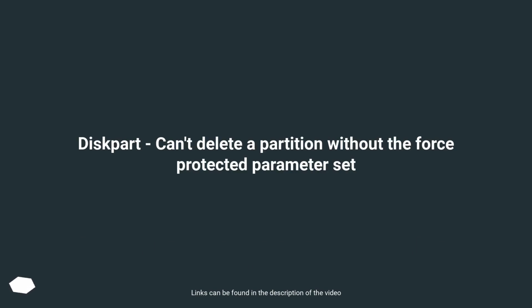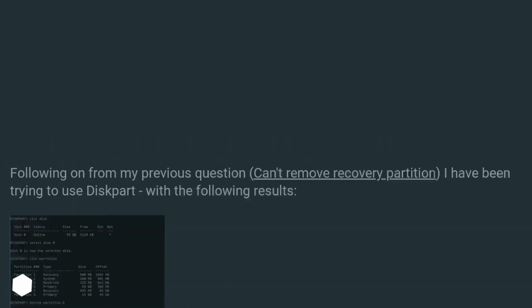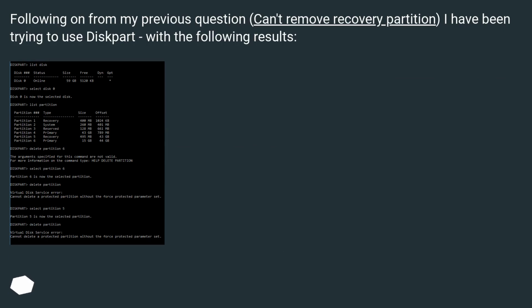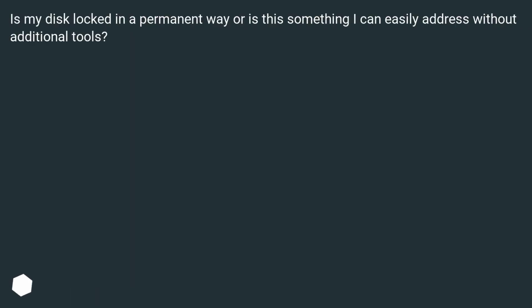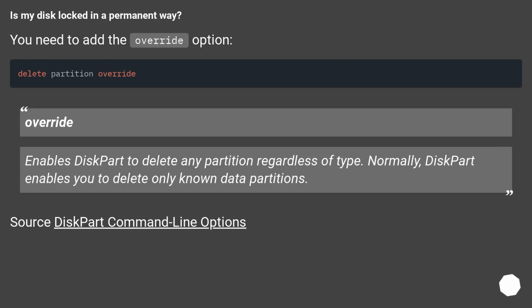Diskpart can't delete a partition without the force protected parameter set. Following on from my previous question, can't remove recovery partition, I have been trying to use Diskpart, with the following results. Is my disk locked in a permanent way, or is this something I can easily address without additional tools?